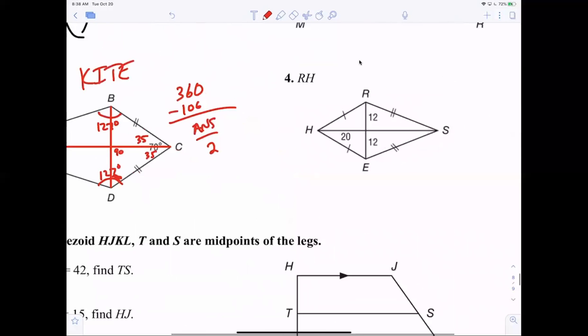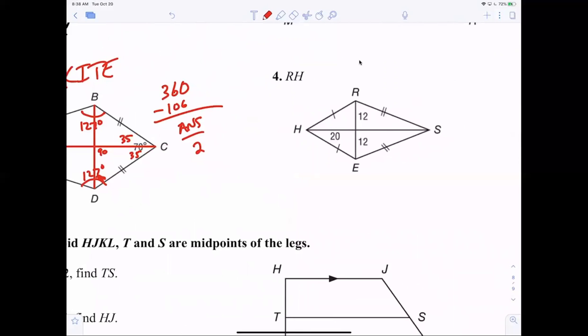All right, so let's look at number 4. How do I figure out what RH is?